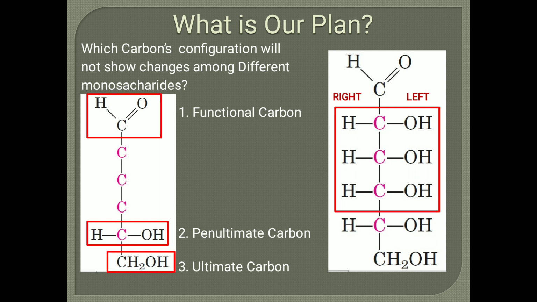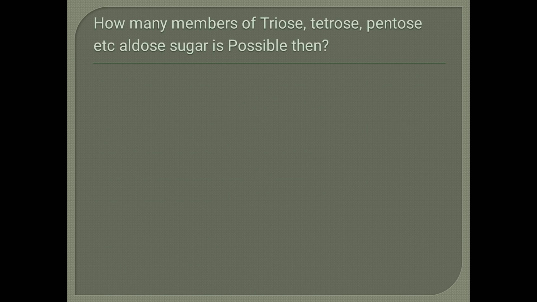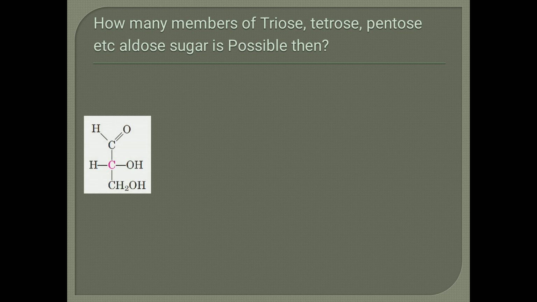the monosaccharides. So let us see how many triose sugars are possible, how many tetrose sugars are possible, etc., based on the available free carbons that we discussed in the previous slide. Let us consider the triose sugar. First, we have to remove the 3 carbons that we should not consider: the first is the functional group carbon, the second is the penultimate carbon, and the last is the terminal carbon. After removing all 3, there is nothing left in the triose sugar.